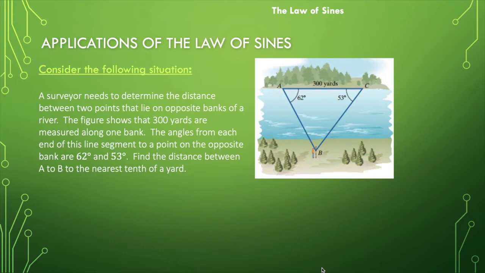Here's an example. A surveyor needs to determine the distance between 2 points that lie on opposite banks of a river. The figure shows that 300 yards are measured along one bank. The angles from each end of this line to a point on the opposite side are 62 degrees and 53 degrees, respectively. Find the distance between point A and point B to the nearest tenth of a yard.